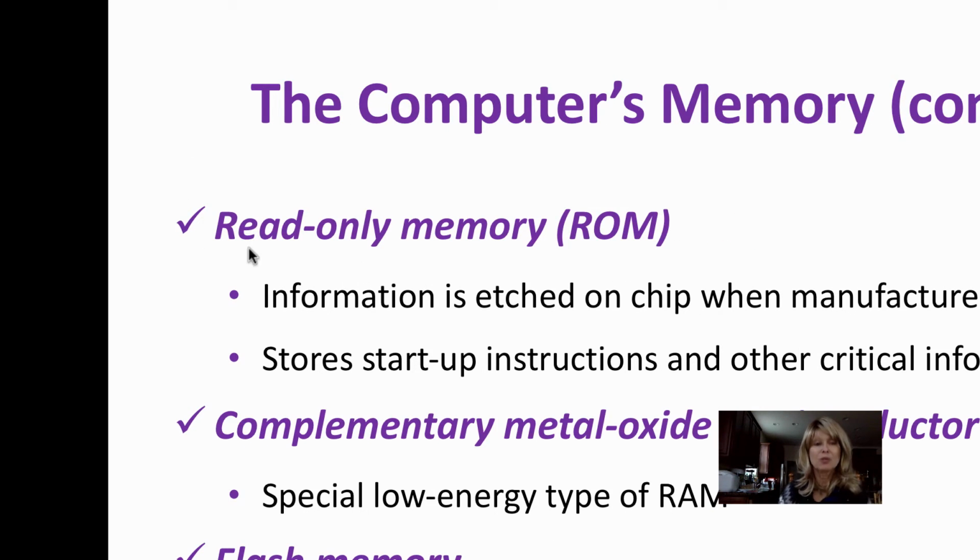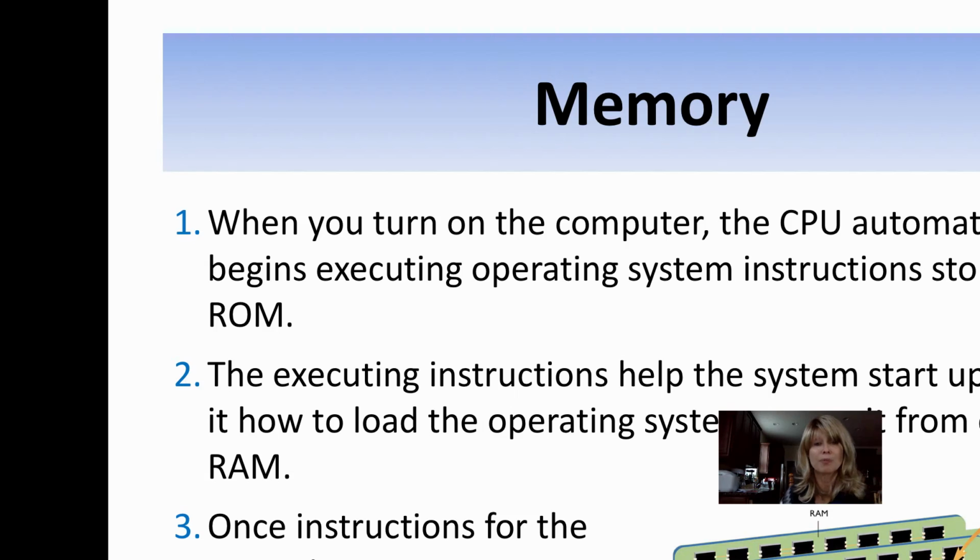Okay, so read-only memory, ROM, is information that is stored on the chip. I told you about that: the firmware. Complementary metal oxide semiconductors, or CMOS, are a special low-energy type of RAM. These are very common now in our solid state computers. Flash memory can be written and erased very easily, so it could be a flash drive memory. Solid state has some flash memory too.